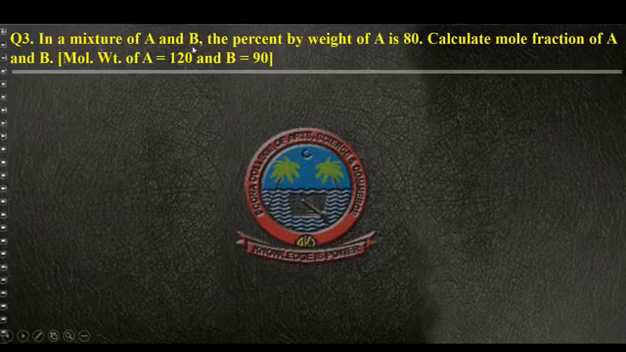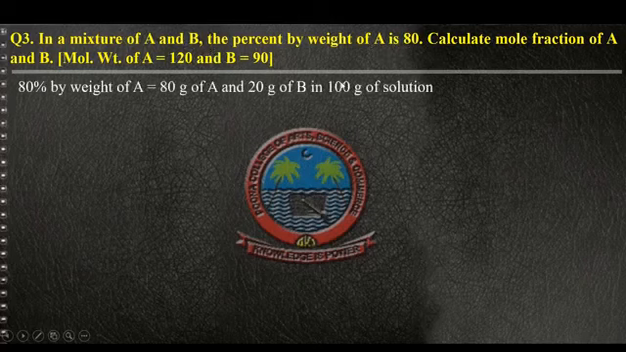Here you have been given the mole fraction and percentage by weight of A, which is 80. इसका मतलब है like in our last numerical में हमने solve किया, अगर 100 ग्राम A solution लिया तो A का 80 ग्राम होगा, B का 20 ग्राम होगा. So I know that A is this much, B is this much. Their molecular weight is given, so I can find out the number of moles. From there I can calculate the mole fraction.